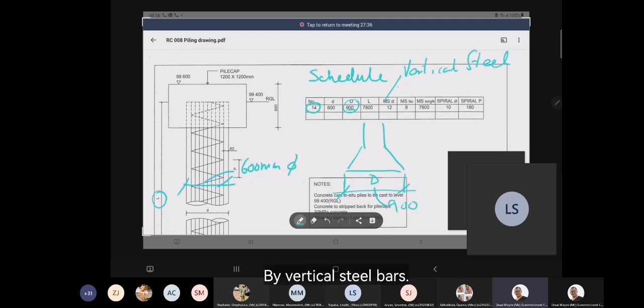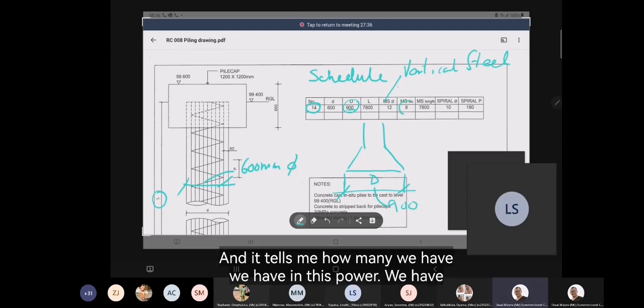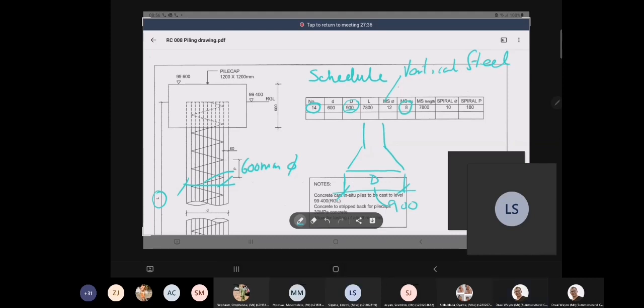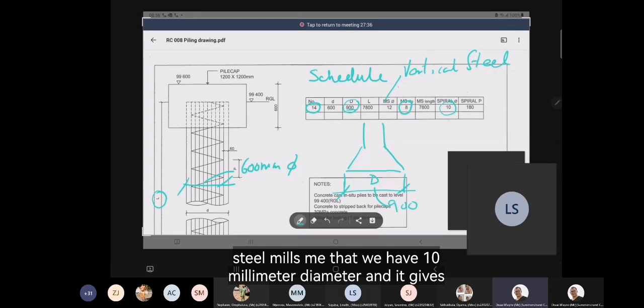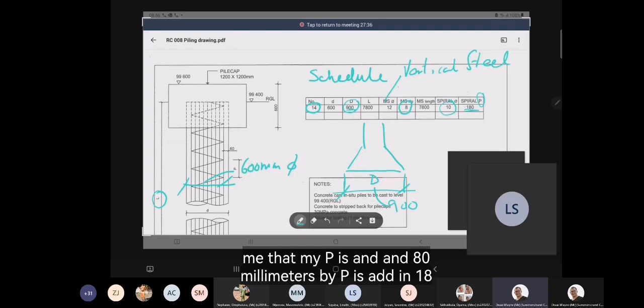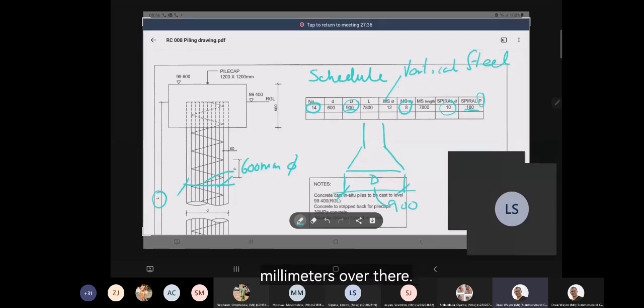My vertical steel bars. And it tells me how many we have. In this bar, we have 8 of them. It also gives me the length of that steel. And in the spiral steel, it tells me that we have 10 millimeter diameter, and that my pitch is 180 millimeters.